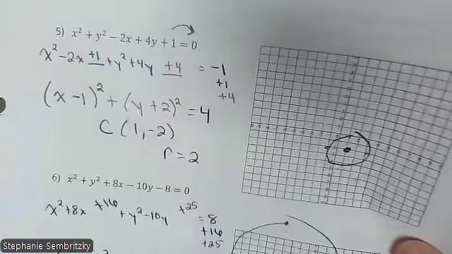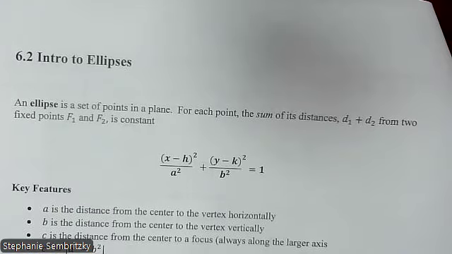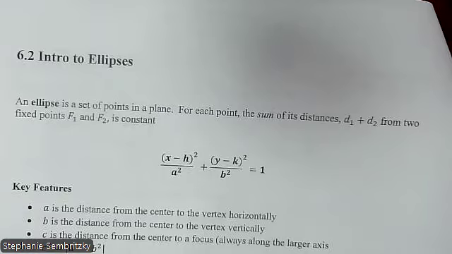Okay, so yesterday, or the last class we met, we did circles. And today we are going to talk about something called an ellipse. An ellipse is kind of like an oval. It's kind of, well, an oval. It's a stretched out circle.